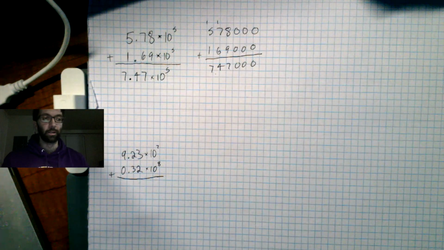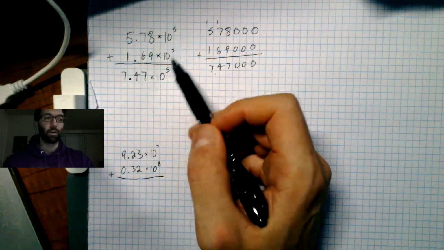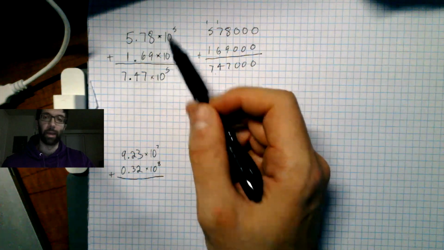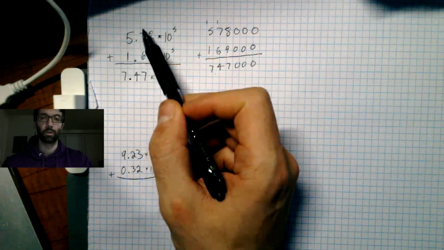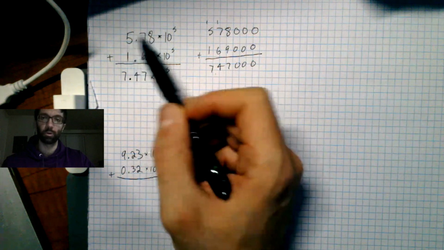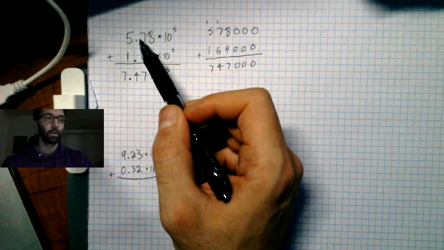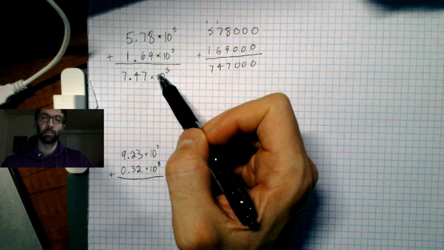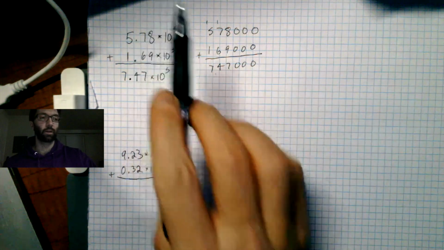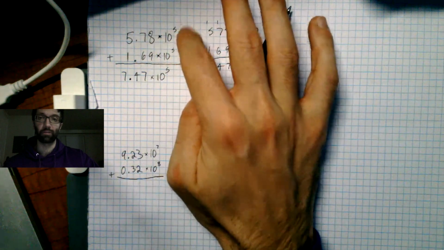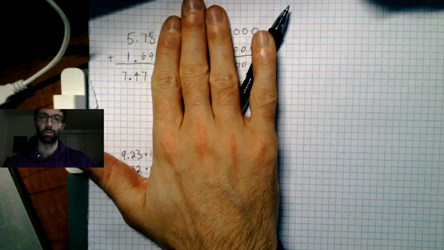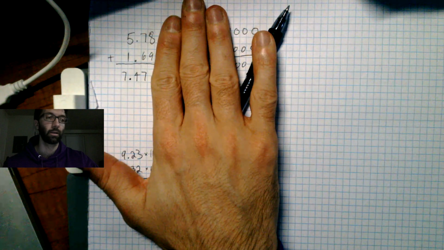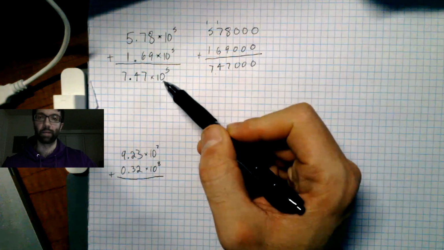And what we see here is that if our powers of 10 match between the two numbers, then all we have to do is add up the decimal portion of the scientific notation and then just keep our power of 10. So what I mean by that is, as long as the power of 10 matches, I can ignore that and then just add the 5.78 and the 1.69 and get the 7.47, and then just keep my times 10 to the 5th.